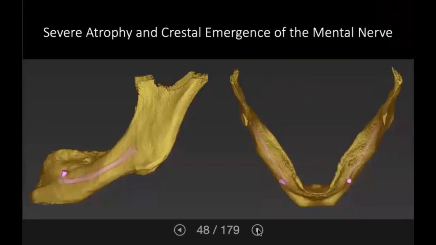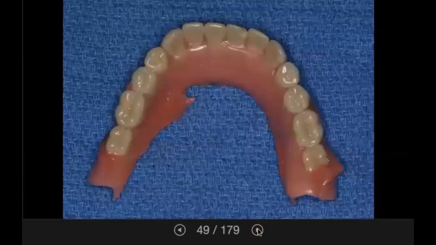Don has been informed by several dental specialists that he has insufficient bone volume for implant placement. Note that his extreme bone atrophy has allowed the mental nerves to exit the alveolar ridge in a crestal position. Here is the patient's current complete mandibular denture.